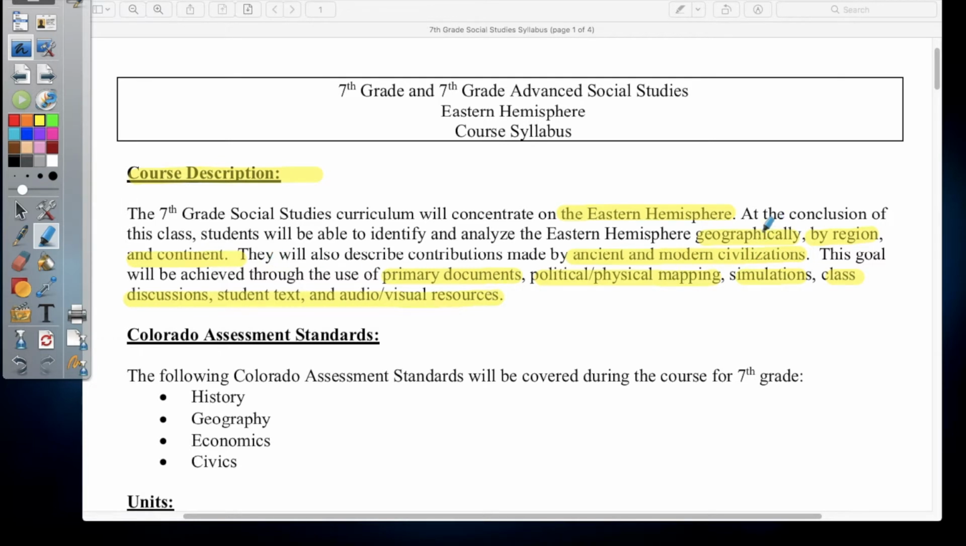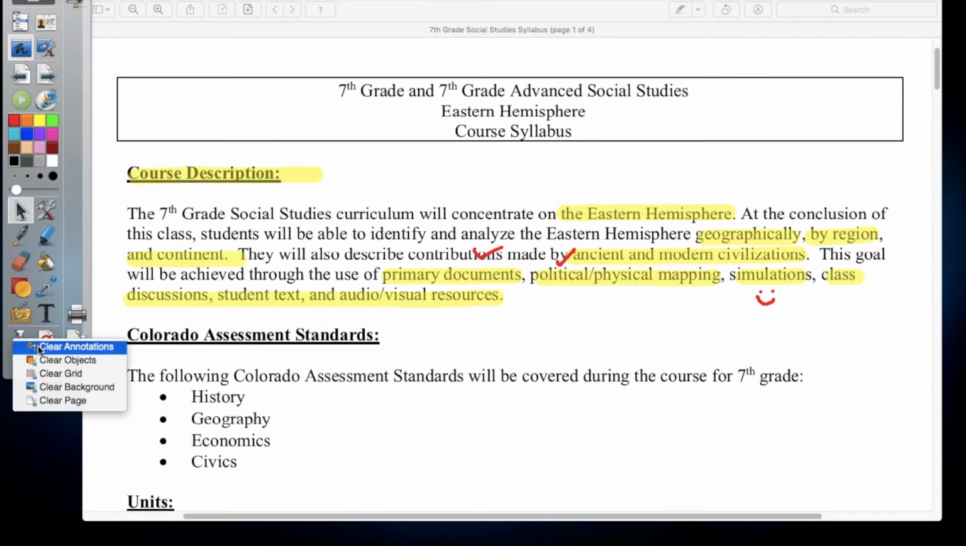Basically, what that means is that not only will you be able to look at the Eastern Hemisphere in terms of geography and by region, but we're looking at its history as well, and you'll do this through various methods. Primary sources, political physical mapping. If we ever get back together as a class, we'll do simulation activities, but we'll talk about that later. Class discussions, student text, as well as audiovisual resources. So this pretty much breaks down what the entire course is about.